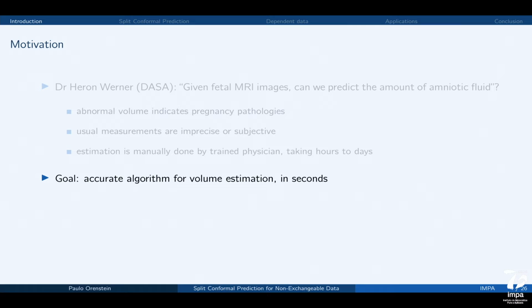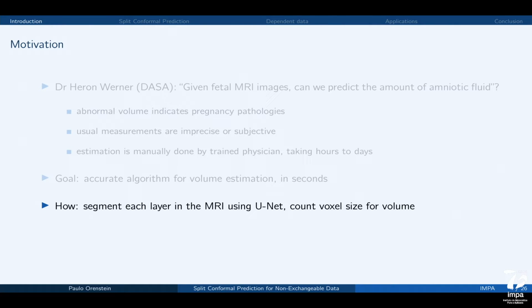So how to go about this? Well, our idea was to just do what the doctor would do, which is look at every one of these slices, figure out where the fluid is, and then count the voxels. So that's what we did. But instead of using a human, of course, we used a machine. We used something called a UNet. This won't matter too much for today, but it's a deep neural network, a model with millions of parameters. But the point is, it works really well.